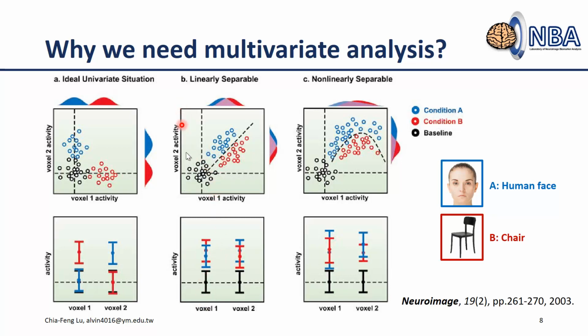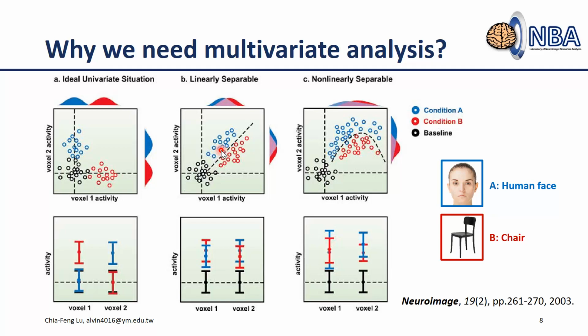But if you combine these two voxels' information, you will find you can actually find a linear cut point. It's not a vertical or horizontal line but an oblique line, which means you need to take both voxel 1 and voxel 2 information into account. Then you have a chance to separate these two different situations. This is the so-called bivariate situation.